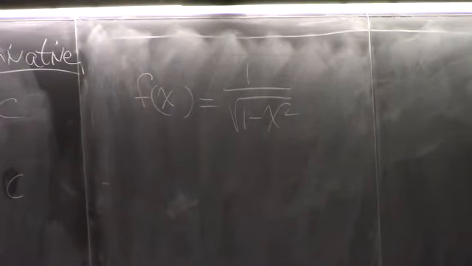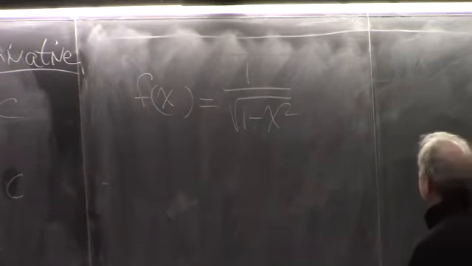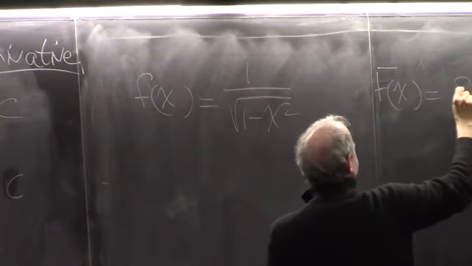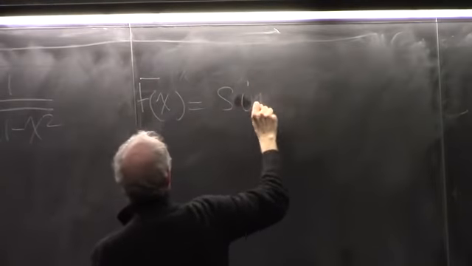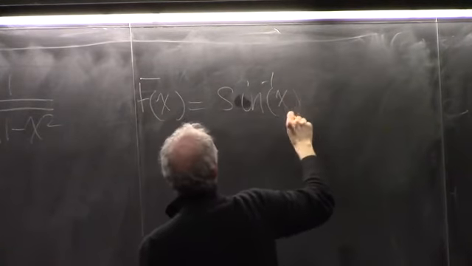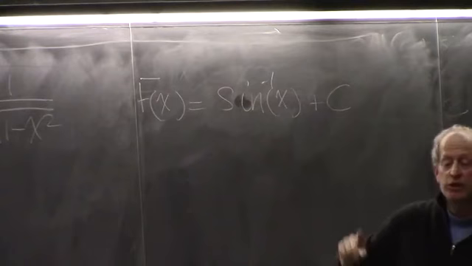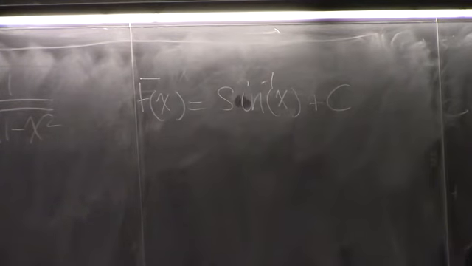f of x is 1 over the square root of 1 minus x squared. Okay? So then the original function is arc sine, also known as inverse sine. Because the derivative of inverse sine is 1 over the square root of 1 minus x squared. Remember this from last semester? That was one of those painful ones. Probably showed up at the final.